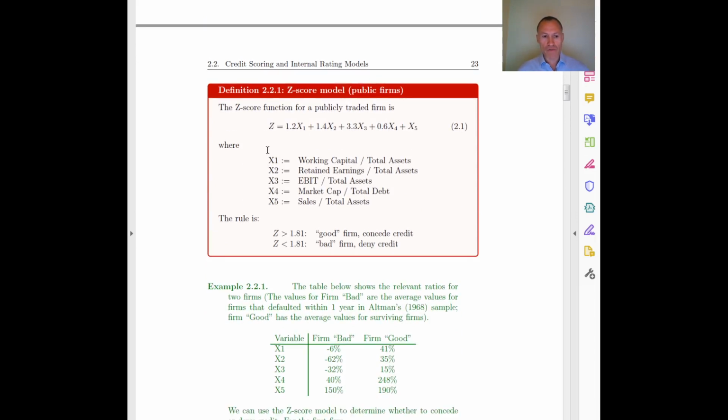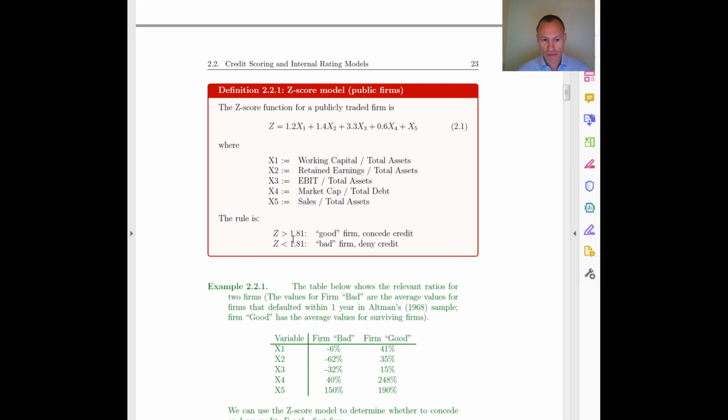So basically what we are going to do is use the information that is available from the balance sheet and the income statement, in the form of these ratios here. And we're going to use these ratios in this function that you have here. So for a given firm, you have these ratios. You plug the ratios in this formula, and out comes a number, which we call the z-score. And then we compare the z-score to a threshold. In this sample of Altman 1968, the coefficients and the thresholds were estimated with these numbers that you have here.